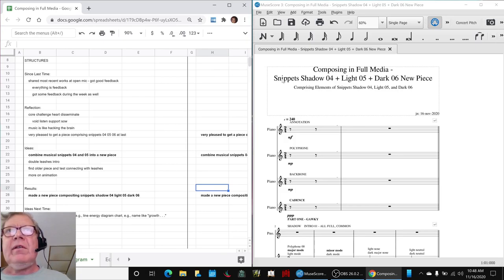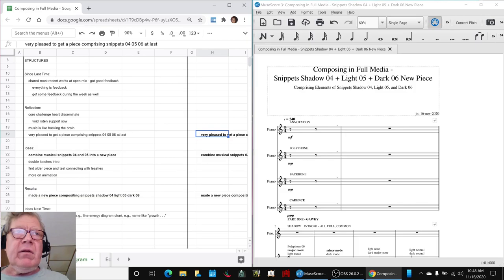In today's episode, we had ideas, but what we ended up doing was combining musical snippets from a previous work into a new structure that we're actually happy with, which is this one. And we had an old one that we weren't happy with, so we're very pleased to get a piece that comprises all three snippets, which means they have the shadow, the light, and the dark scales.